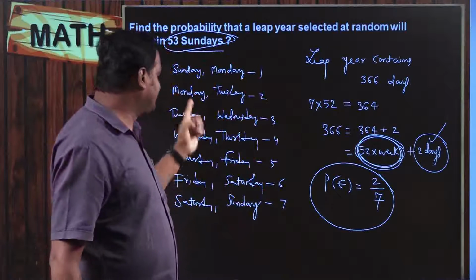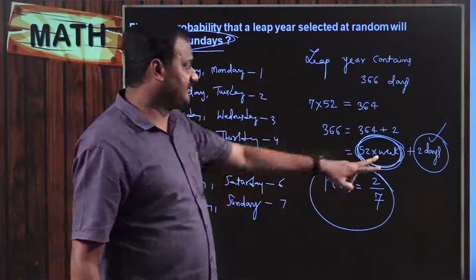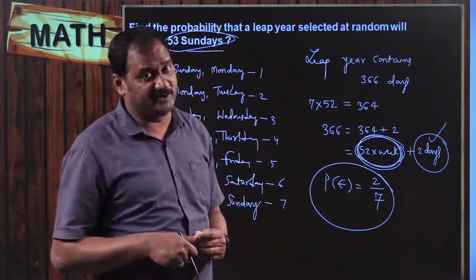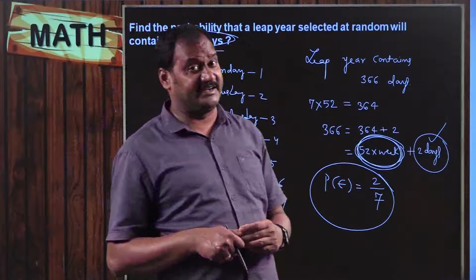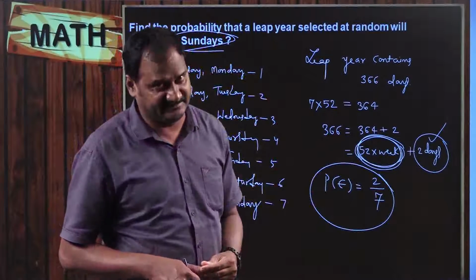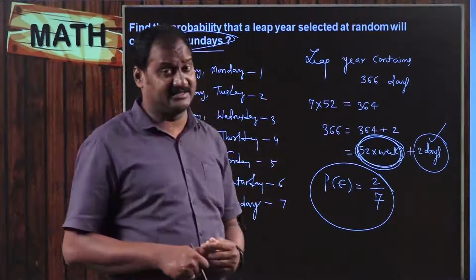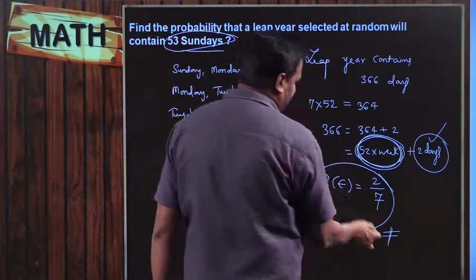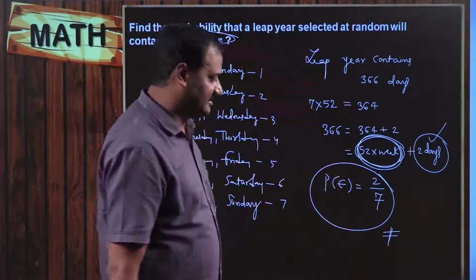So here Sunday will come and here also Sunday will come. Therefore there are 2 remaining days. Therefore 2 divided by 7 will be the probability of getting 53 Sundays in a leap year. So please do remember, this is one of the interesting and important problems also, right? And of course I did not write the formula here. You will have to write the formula compulsorily.